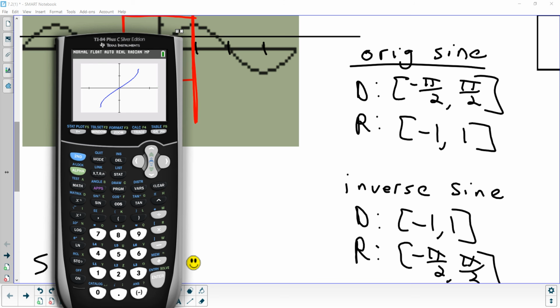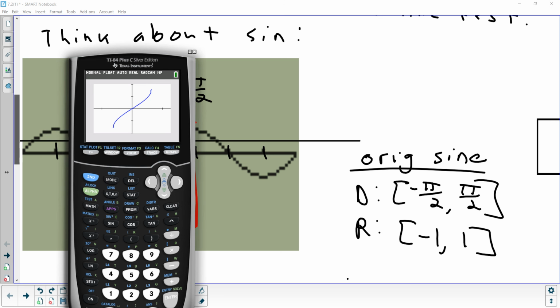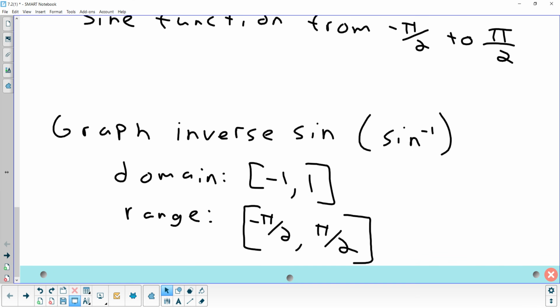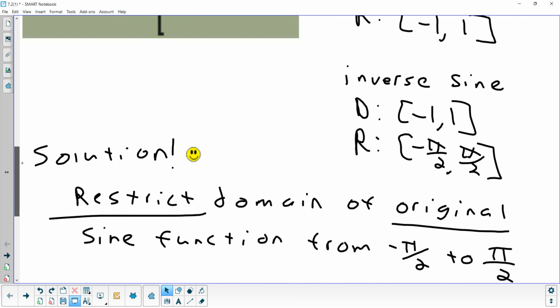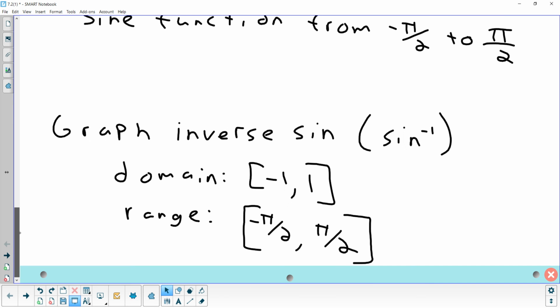It has a definite starting and stopping point because we made the original graph have a starting and stopping point. If we didn't, this wave would just continue, and the problem is that would fail the vertical line test, and we didn't want that. So that's exactly what we just wrote down. For inverse sine, the domain is negative 1 to 1, and the range is negative pi over 2 to pi over 2.